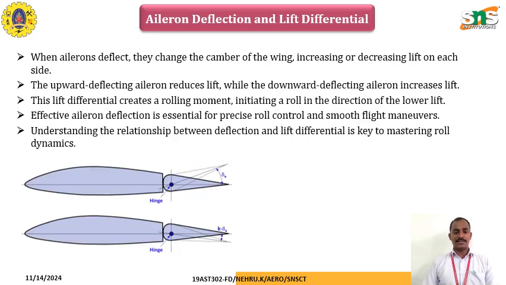The aileron differential deflection and differentiation. When aileron deflects, they can change the camber of the wing, increasing or decreasing lift on each side. The upward deflected aileron reduces lift, while the downward deflected aileron increases lift.